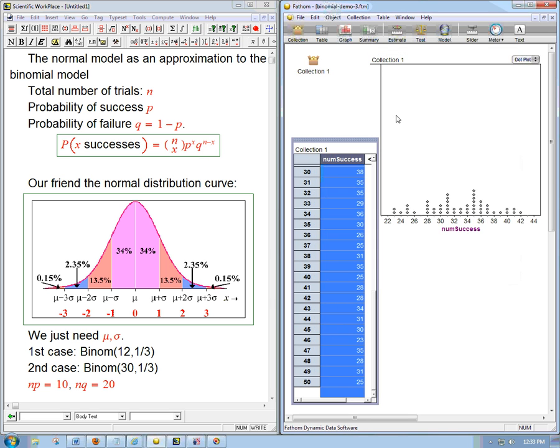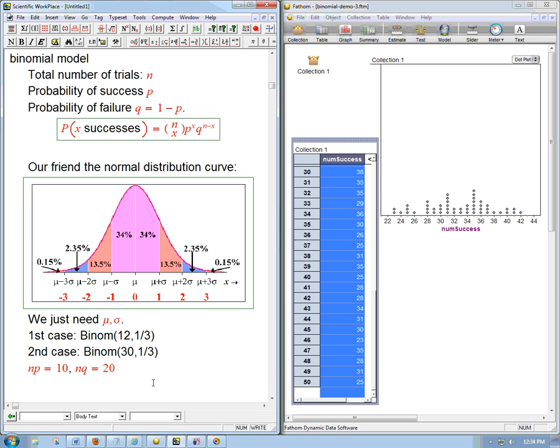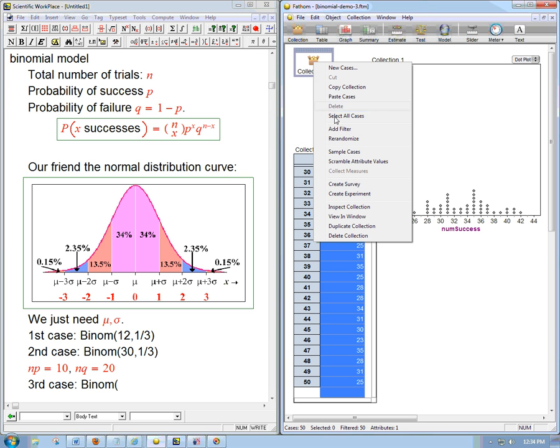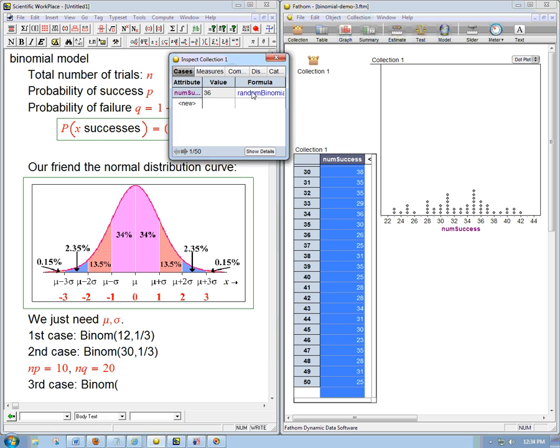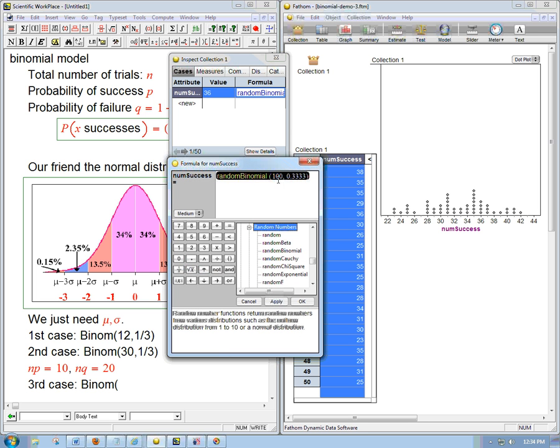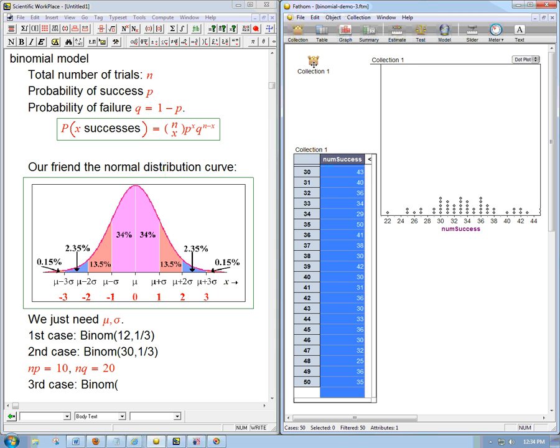Okay. So here's one. Let's see, I've already added 50 cases to this guy. Okay, with 50 cases, you can't really tell what's going on. The third case here is binomial with, and I think I'm forgetting, and it's not going to let me look at this. Let me see if I can inspect. Ah, there we go. Okay, now it's 100 and a third. Just wasn't letting me do that with a double click.